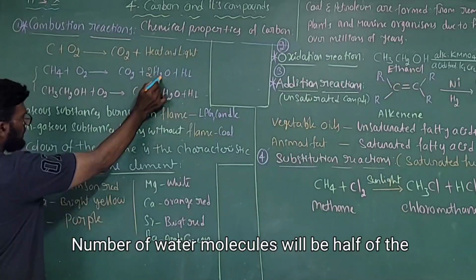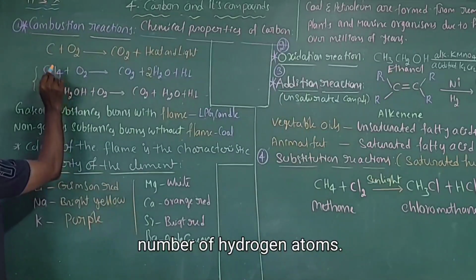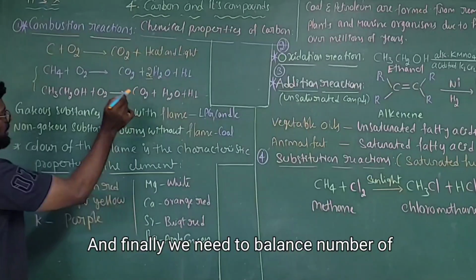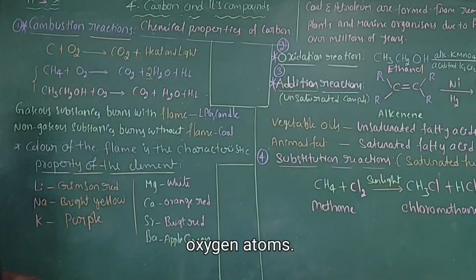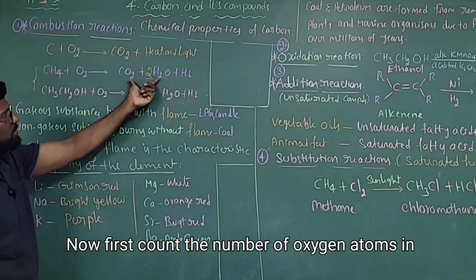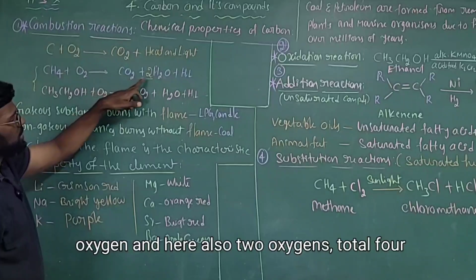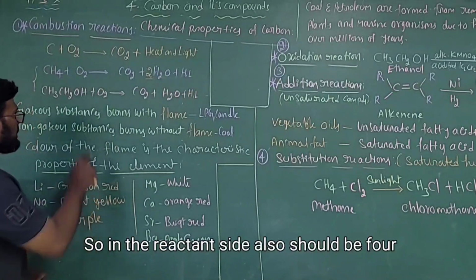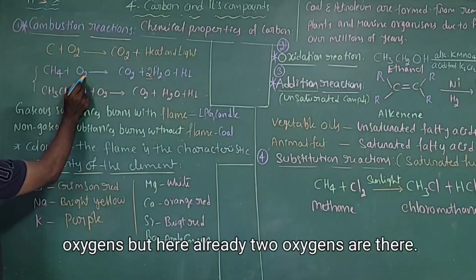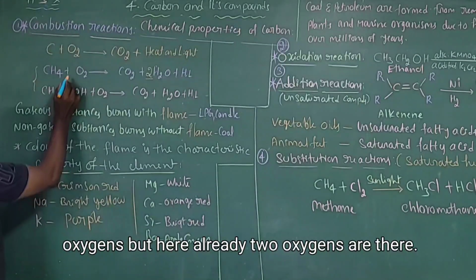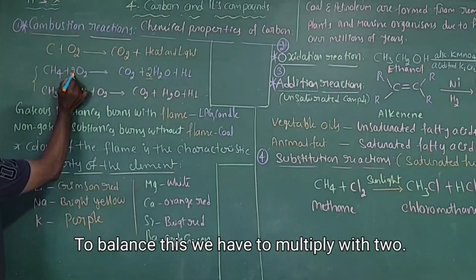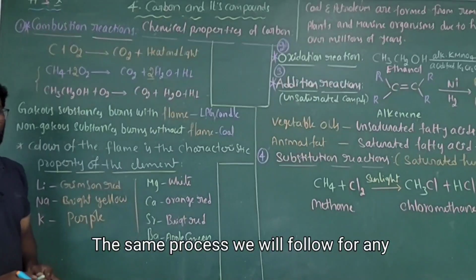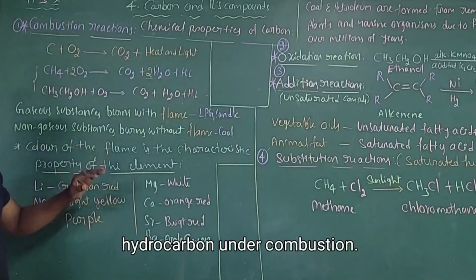Number of water molecules will be half of the number of hydrogen atoms. Since there are 4 hydrogen atoms, the number of water molecules should be 2. And finally, we need to balance the number of oxygen atoms. Now first count the number of oxygen atoms on the product side. Here 2 oxygens and here also 2 oxygens. Total 4 oxygens are there on the product side. So on the reactant side also there should be 4 oxygens. But here already O2, 2 oxygens are there. To balance this, we have to multiply with 2. Then automatically the reaction is balanced. The same process we will follow for any hydrocarbon under combustion.